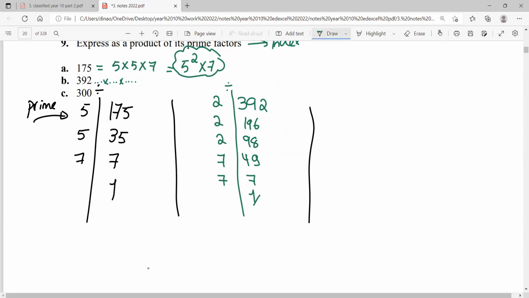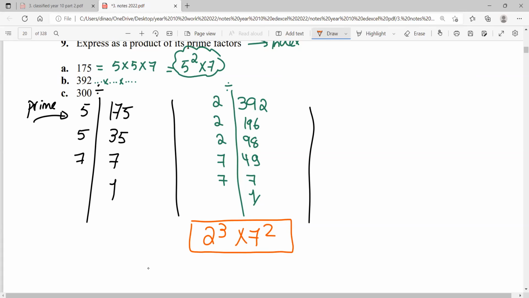Now where is the answer? The answer is all of these numbers multiplied and factorized. Don't say equal. Some people might say, I can write it directly as 2 power 3 times 7 squared. Yes, of course, you can do that, even if it doesn't say write it in an index form.